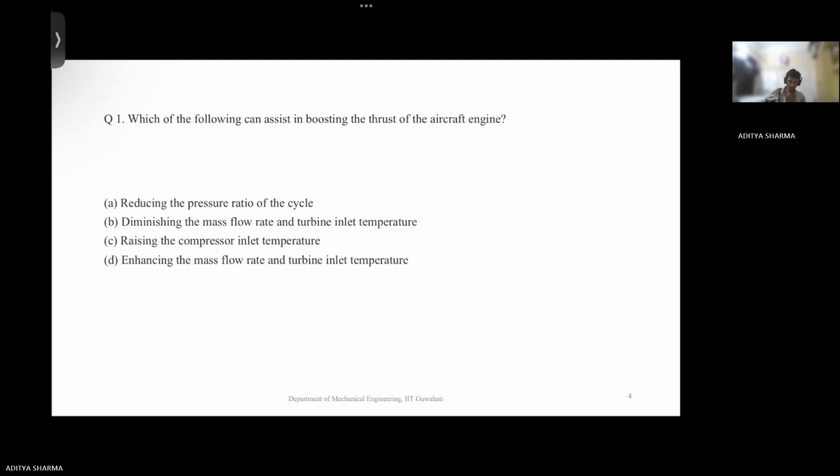The third is raising the compressor inlet temperature, enhancing the mass flow rate and turbine inlet temperature. So straightforward. Two methods we have discussed: one is increasing mass flow rate and the other is increasing turbine inlet temperature. So D is the correct answer to this question.